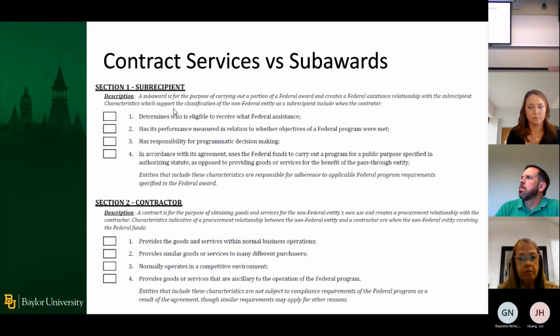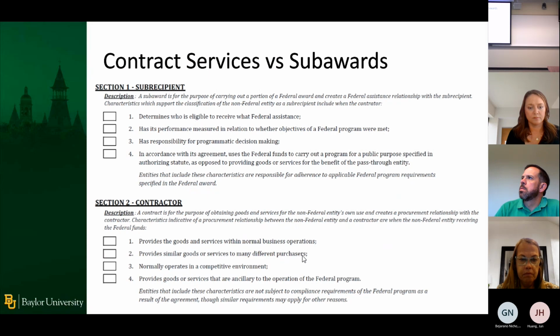So the differences are if they're a subrecipient, they're going to have a say in the outcome of the project. So they're going to be making decisions that are going to directly affect the outcome of the project. They are not just performing a service for you, and they are responsible for making sure that all of the funding they receive is used according to federal rules and regulations.